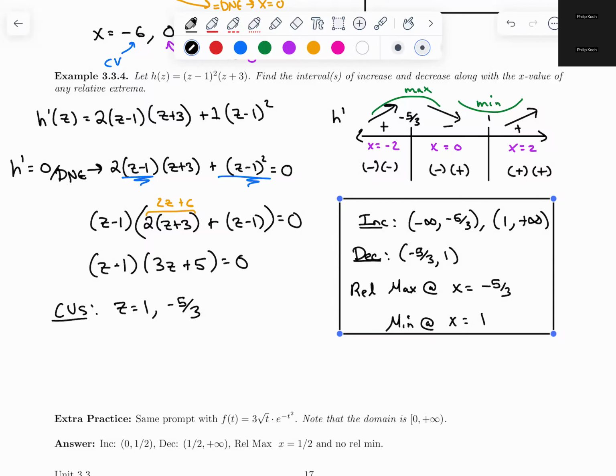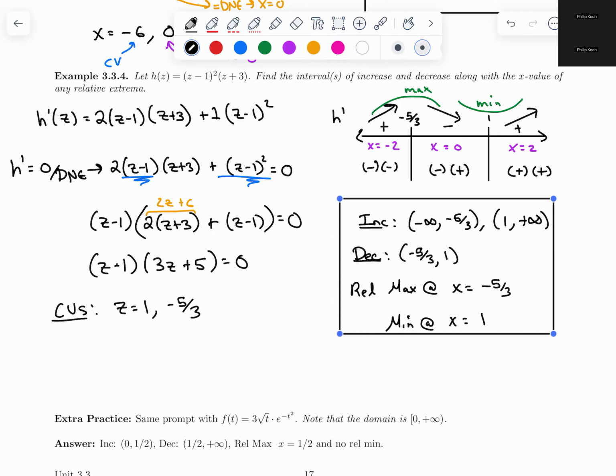So our critical values are 1 and negative 5/3. We'll set up our sign chart. You should get positive, negative, positive for the different pieces for your h prime. So that means that you're increasing, then decreasing, then increasing. So we've got negative infinity to negative 5/3 and 1 to positive infinity for the places where the function's increasing. Negative 5/3 to 1 for the places where it's decreasing. And then it has a relative maximum at negative 5/3 and a relative minimum at 1.